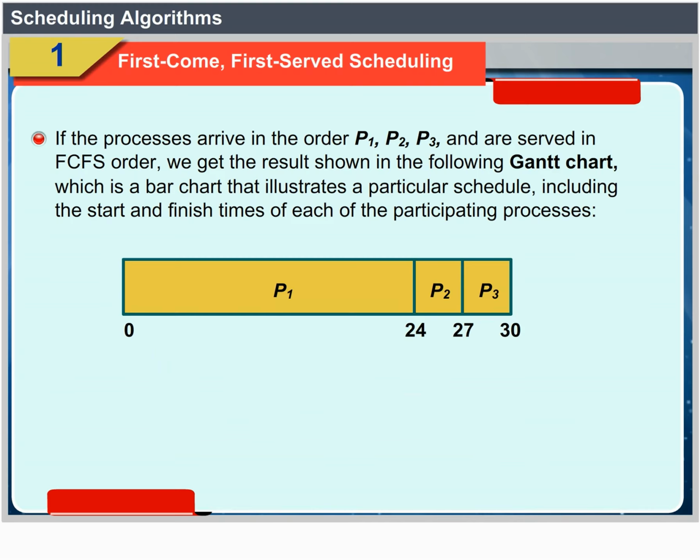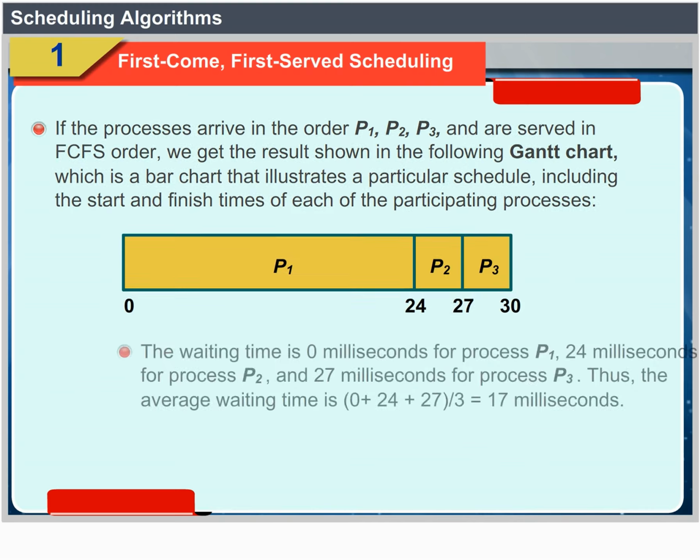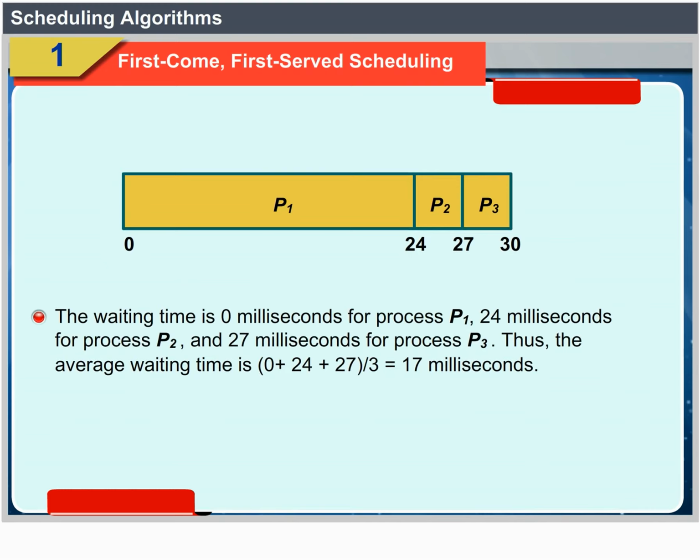The waiting time is 0 milliseconds for process P1, 24 milliseconds for process P2, and 27 milliseconds for process P3. Thus, the average waiting time is (0 + 24 + 27) / 3 = 17 milliseconds. Gantt chart with arrival time.